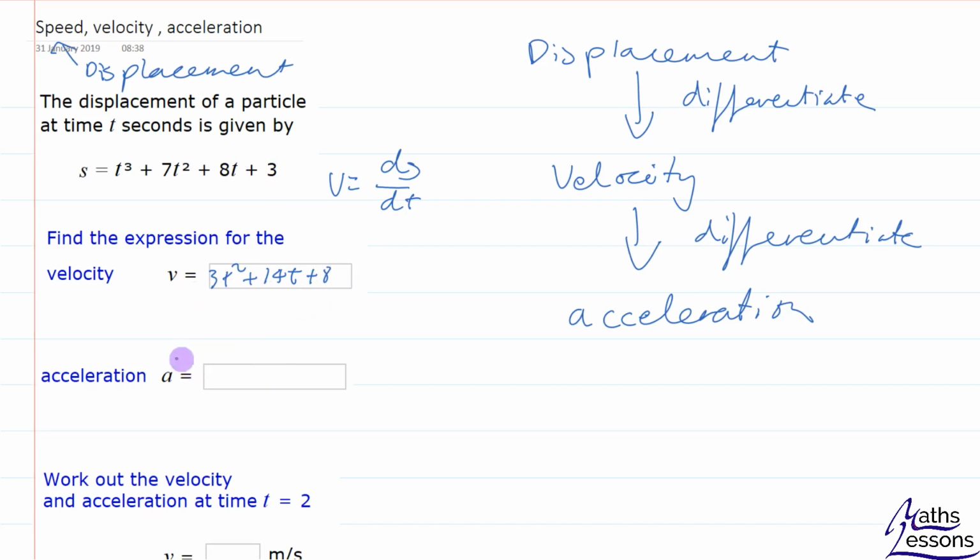Now to find an expression for the acceleration, we're going to differentiate again. We're going to do d dt of this. So effectively, acceleration equals dv by dt. So we do 3t squared times by the power gives you 6. Take 1 off the power just leaves you t. Here we've got 14t. If you times it by the power, which is 1, you get 14. Take 1 off the power, you get 0. t to the 0 is 1. So it's just 14. Remember, numbers don't affect gradient. So we just get 6t plus 14.